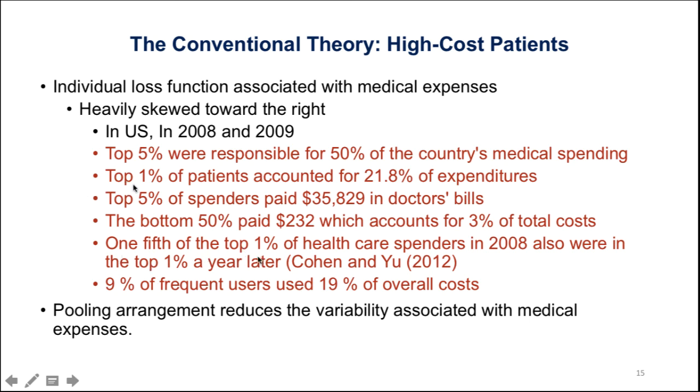Now, one-fifth of the top 1% of healthcare spenders in 2008 were also in the top 1% a year later. So these are the frequent users. If we identify those frequent users, we can actually help our healthcare system with these high costs. So 9% of these frequent users use 19% of the overall cost. Anyway, this pooling arrangement reduces the variability associated with medical expenditure by combining these more frequent users with the less frequent users, so we can have less variability.